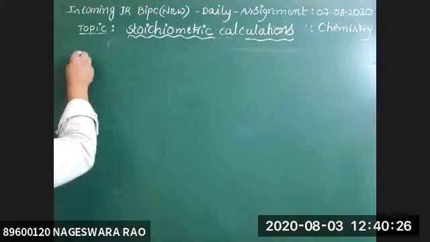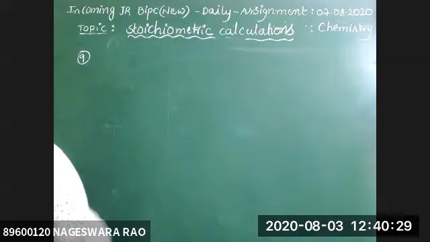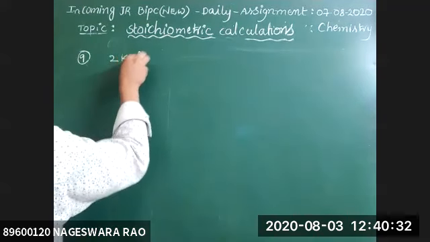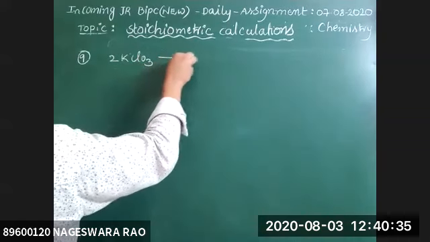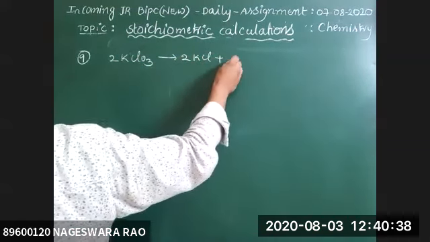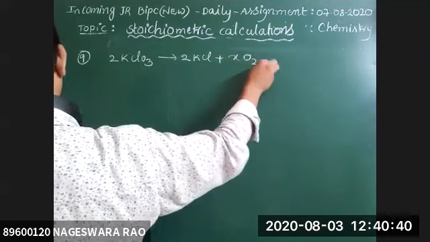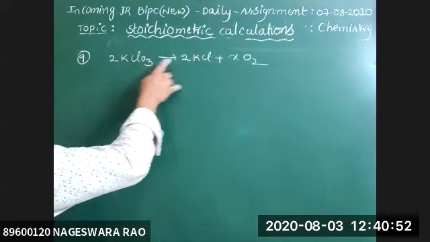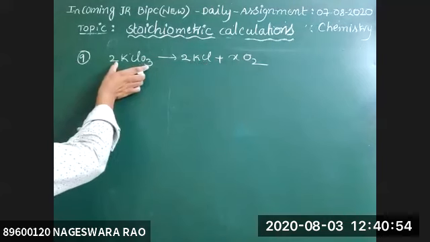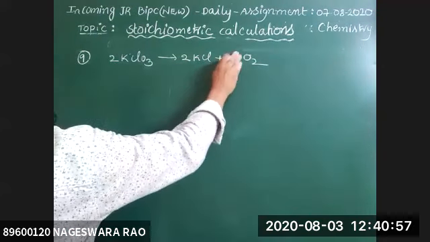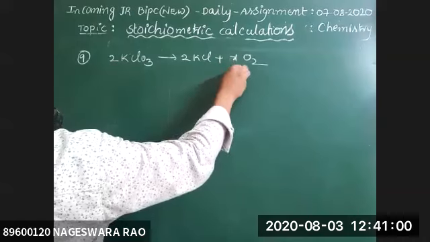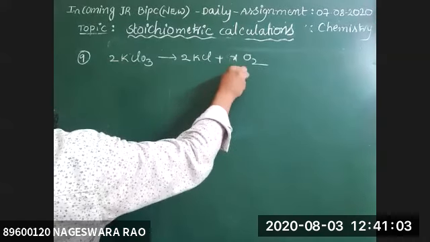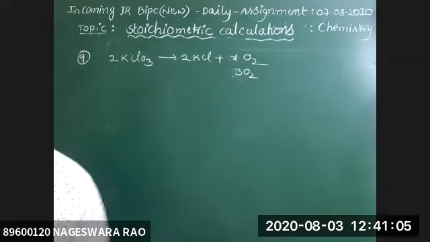Question number 9. 2 KClO3 gives rise to 2 KCl plus XO2. What is the X in this reaction? How many moles of oxygen is formed in this reaction? How many oxygens are there? 6 oxygens. So X is 3, that is 3 O2, which means 6 oxygens.